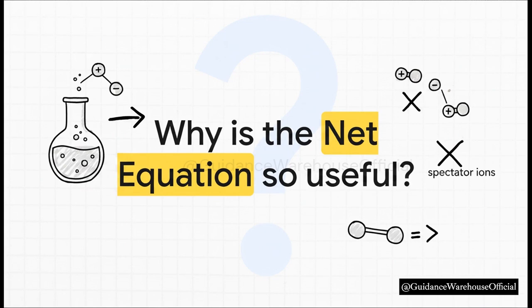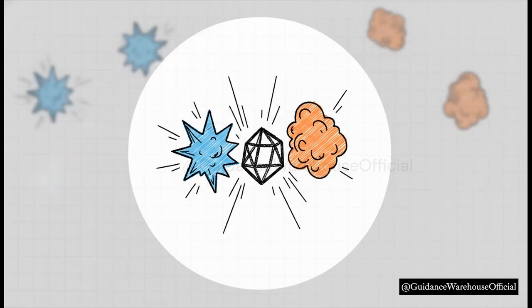Okay, quick retention check here. Why do we go through all this trouble to cross out spectators and write a net ionic equation? Why does this specific format matter so much to chemists? Here's the punchline. The net ionic equation reveals the exact isolated chemical event that is taking place, completely regardless of where the ions came from. It honestly didn't matter that the chloride came from calcium chloride or that the silver came from silver nitrate. If you have dissolved silver and dissolved chloride in the same water, they will find each other and form a solid. Stripping away the spectators gives us the purest truth of the reaction.